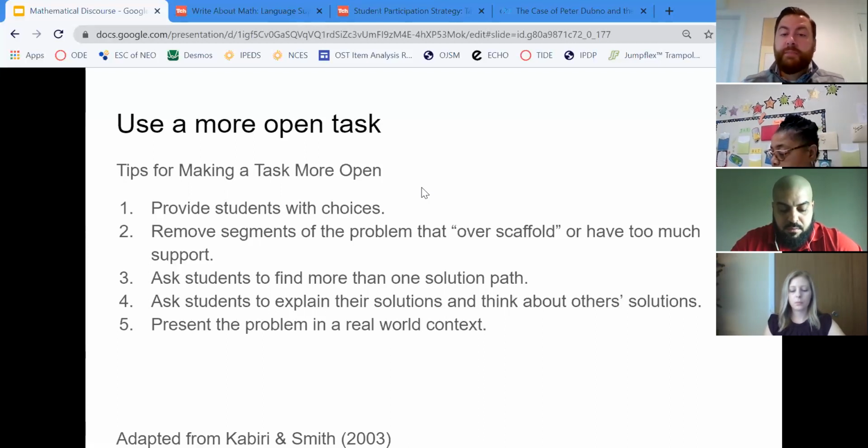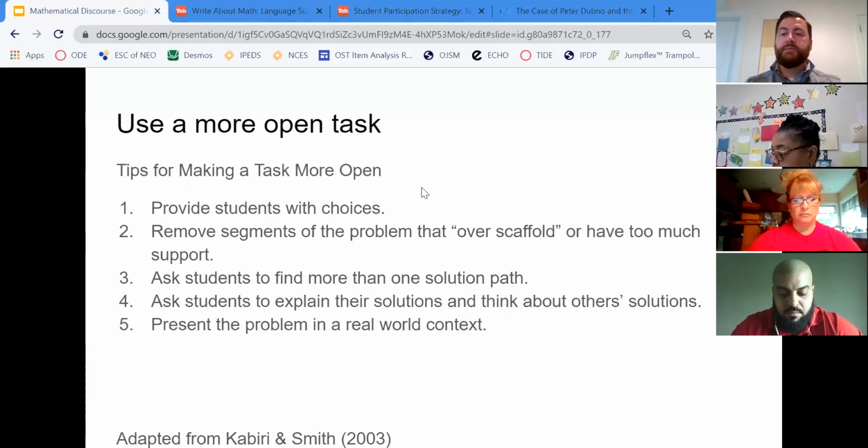Secondly, we remove segments of the problem that over-scaffold. Textbooks are notorious for this. Textbooks over-scaffold all the time. They provide way too many details. Oftentimes, you'll have problem sets that look exactly like the sample, right? The sample will have a problem all worked out. It's all color-coded. And then the practice problems look exactly the same way. So a student can be successful in a math classroom without knowing any math and just knowing how to decode a textbook, right? So we can take a problem from the textbook and we can de-scaffold it.